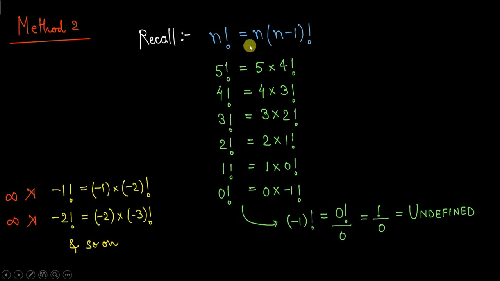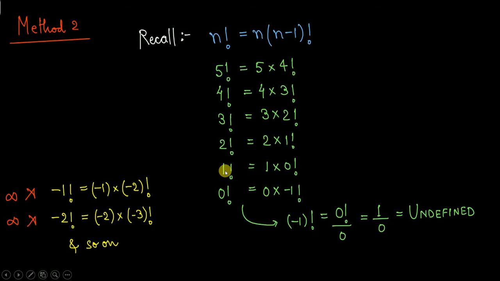So n factorial could be written as n into (n minus 1) factorial. You can write this as 5 factorial, 4 factorial, 3 factorial, 2 factorial, 1 factorial, 0 factorial. What is the pattern that you are seeing? See here, 5, 4, 3, 2, 1. So 1 unit is getting reduced, isn't it? Here also 1 unit is getting reduced. So we had seen till here.